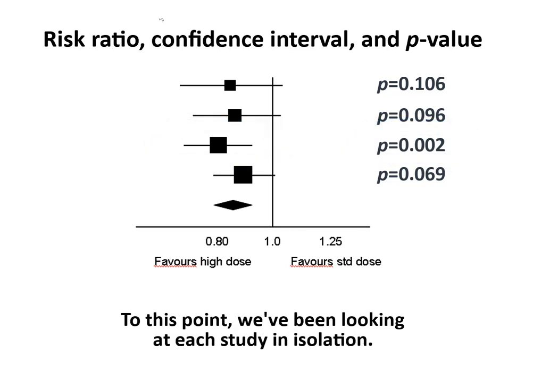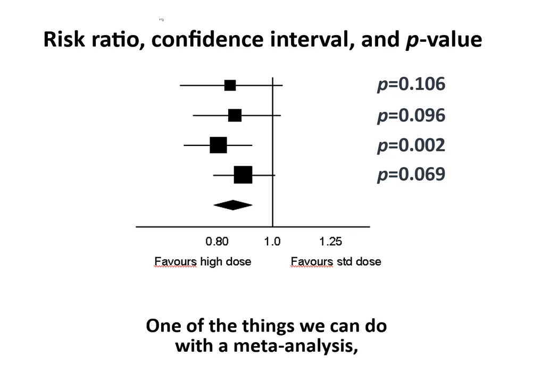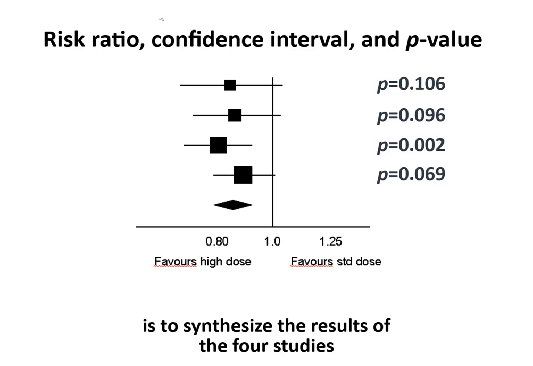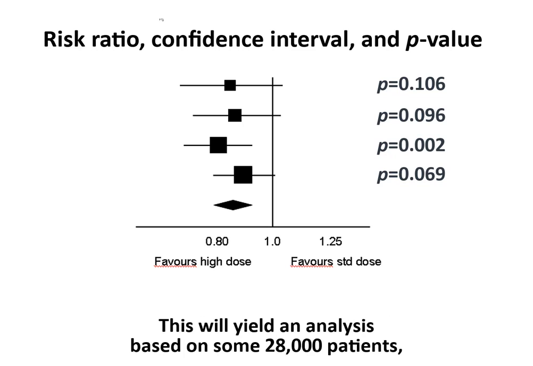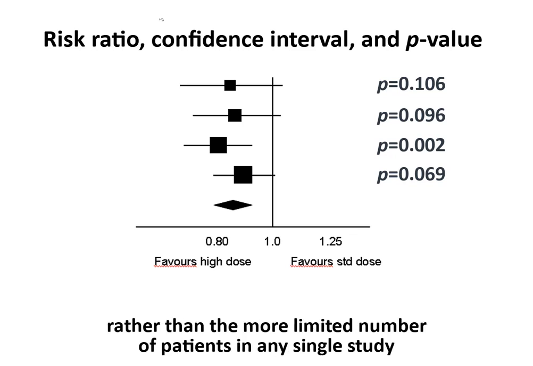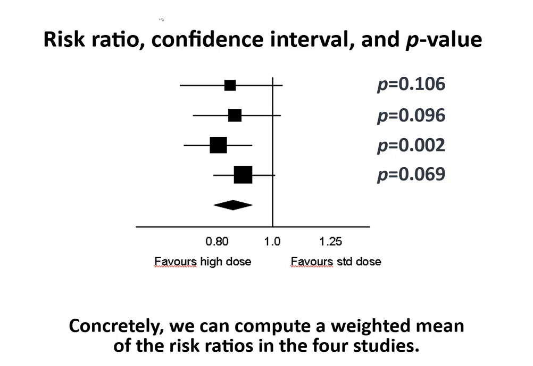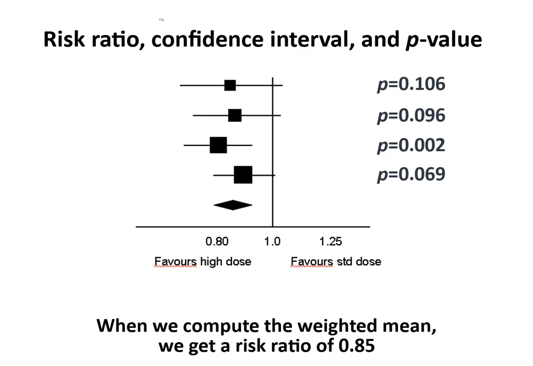To this point, we've been looking at each study in isolation. One of the things that we can do with a meta-analysis is to synthesize the results of the 4 studies. This will yield an analysis based on some 28,000 patients rather than the more limited number of patients in any single study. Concretely, we can compute a weighted mean of the risk ratio in the 4 studies. When we compute the weighted mean, we get a risk ratio of 0.85.